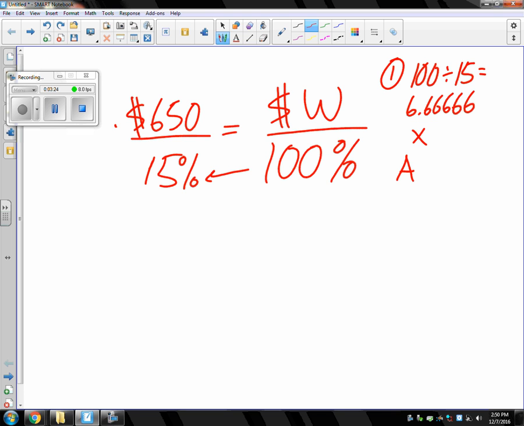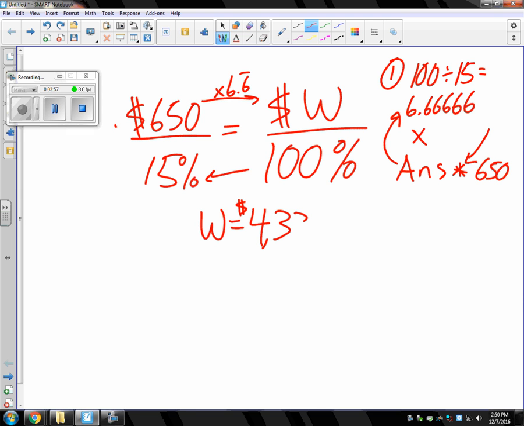What you'll get next, it will say in your calculator ANS star. That means it's going to use the previous answer of 6.6 repeated. It's not going to round it or anything. It's going to use that exact number, and we want to multiply it by 650. So ANS star, and then we're just going to type in 650 in our calculator, and we get the wholesale price is $4,333.33.